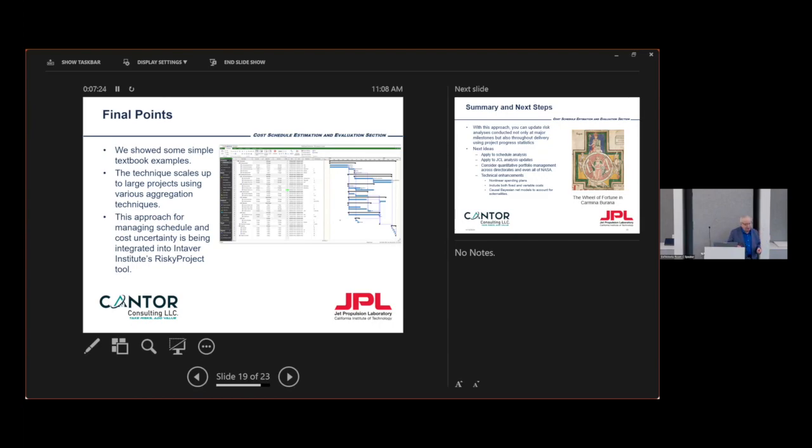I've done 20,000 lines of WBS items. And the way you do that is by taking some efficient Monte Carlo simulations. And I don't know how many people here ever use the Risky Project tool from Intaver, but they're actually adopting this technology, and they're going to actually commercialize this. Hopefully they're going to have an early availability thing in the fall.